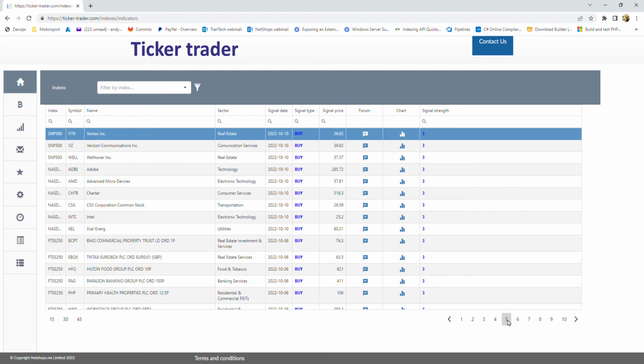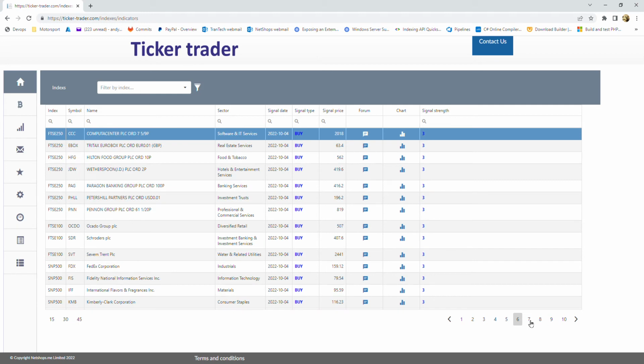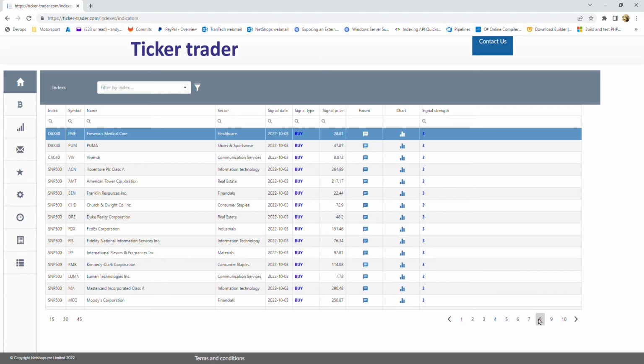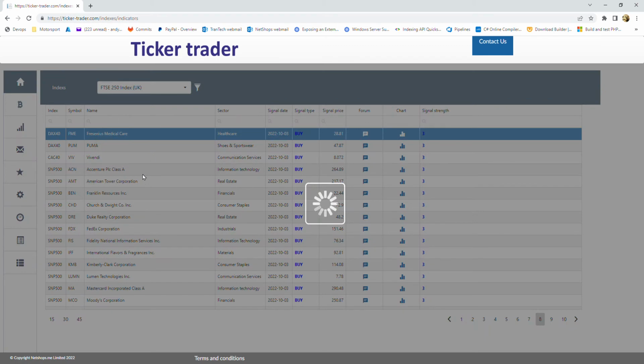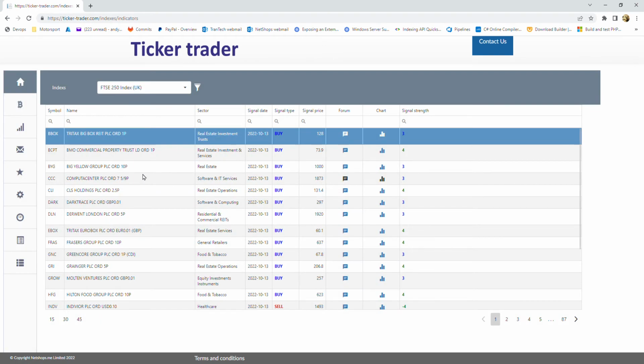We've got S&P 500 there, we've got NASDAQ, we've got FTSE 250, the UK index, we've got FTSE 100. We should have some CAC and some DAX. There we are. So we've got the DAX, the German index, the CAC 40, the French index. So we can pick from a list here which index we want to focus on. So we're going to look at the FTSE 250. What that's done is listed the level 3 and level 4 buy indicators for the FTSE 250 on a grid.